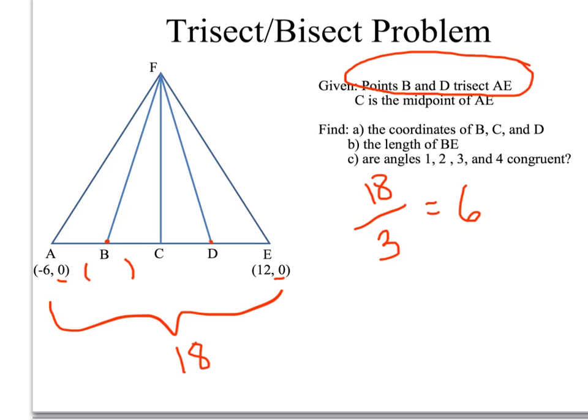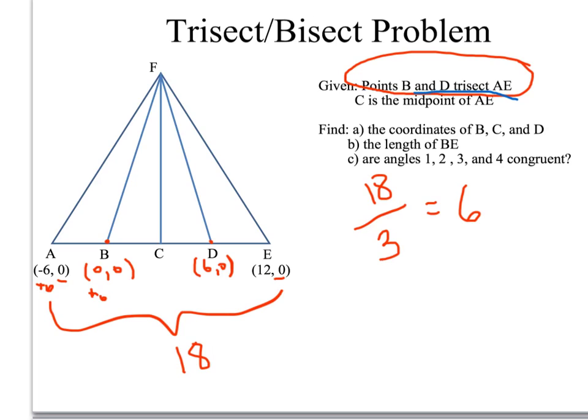So the first part of this is figuring out what's the coordinate of B. To find that, I have to add 6 to -6, and I get 0, 0. To find the coordinate of D, again, I'm going to add 6 to 0, and I'm going to get 6, 0. And those are my coordinates B and D.